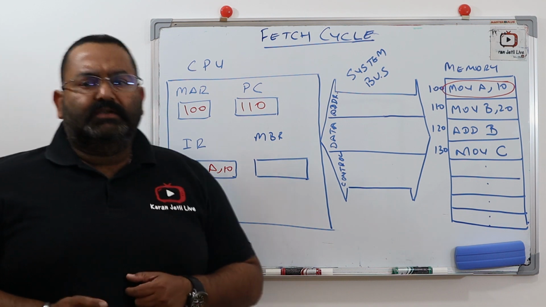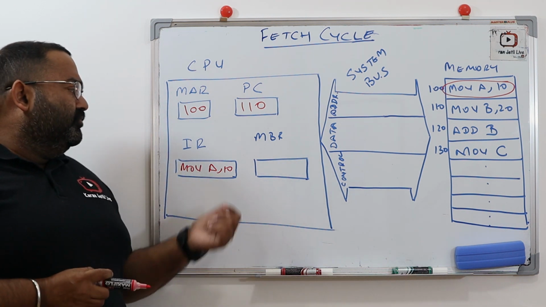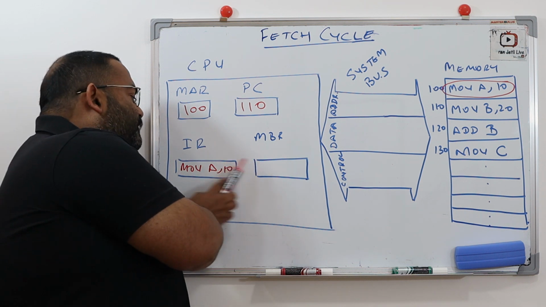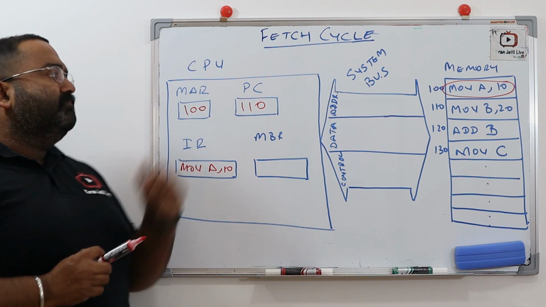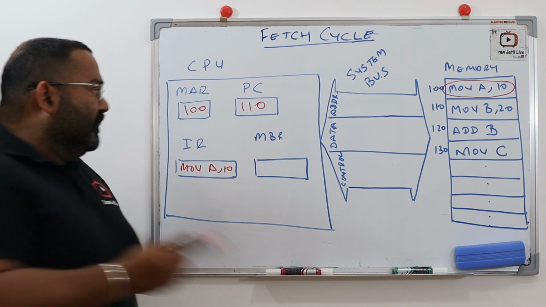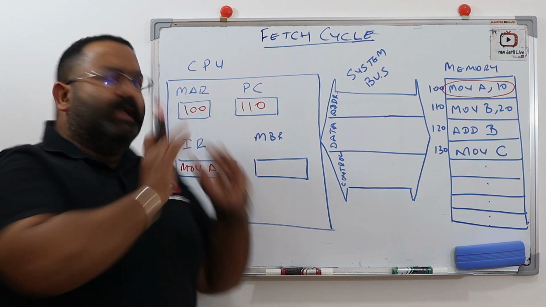Move A comma 10. This assembly code can be a little different, but what we are trying to do is move 10 to A. A is what? A is my accumulator. So this is my present instruction. What is MBR? For the time being, we'll keep it empty.